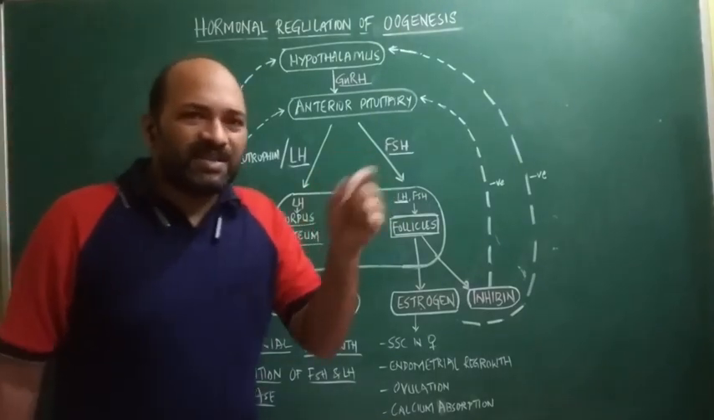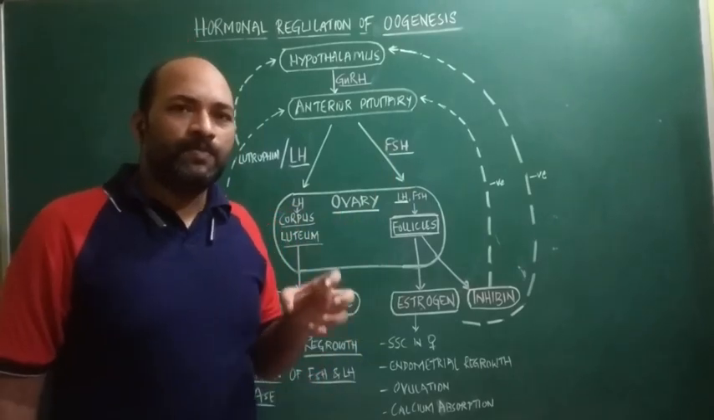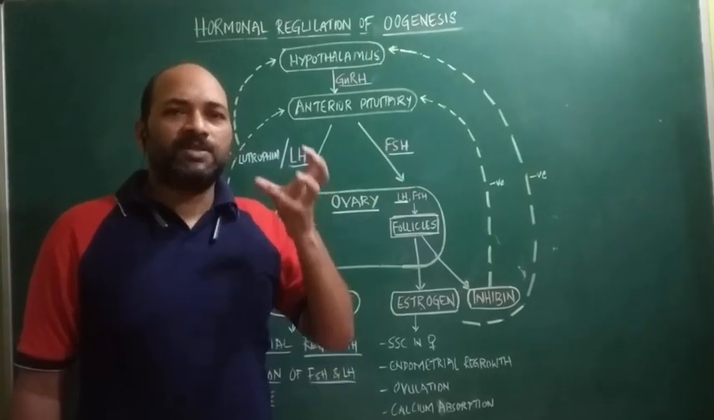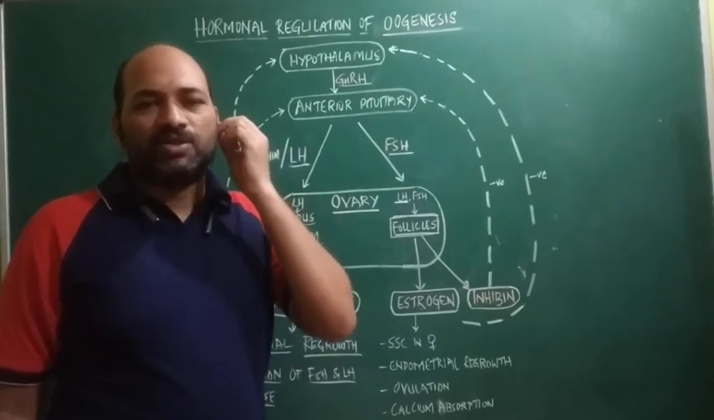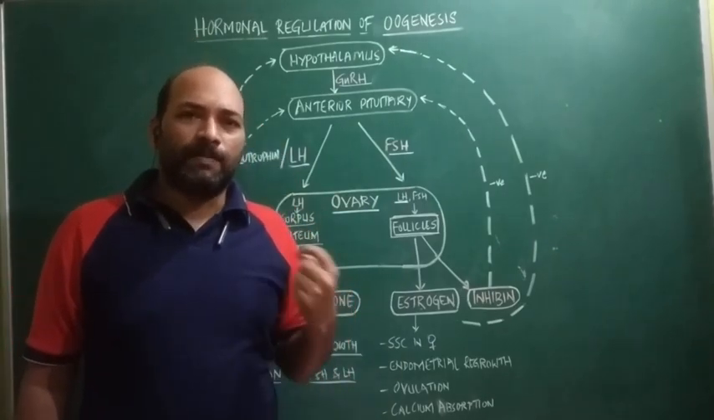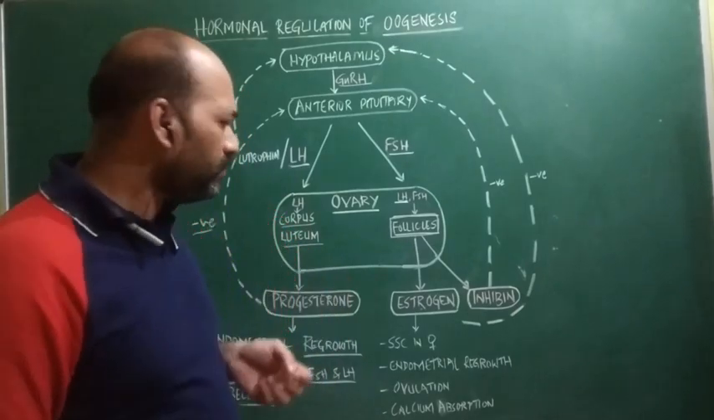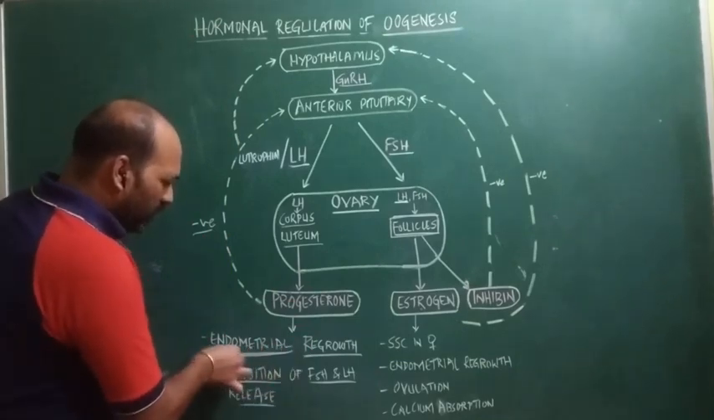So as a result, when there is a decrease of the progesterone, the endometrium which was being formed, which is meant for the implantation, gets ruptured. Thereby there is a release of blood. The blood starts oozing out of the endometrium. So that is one of the functions.